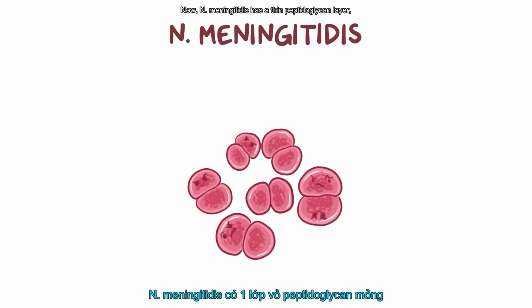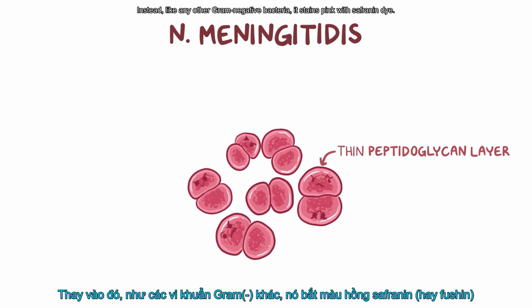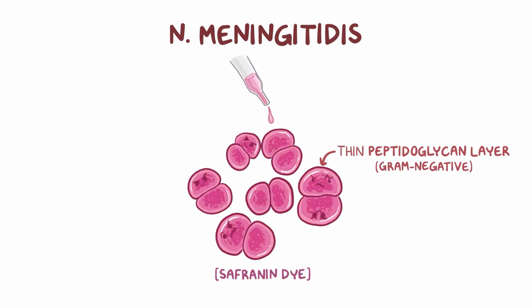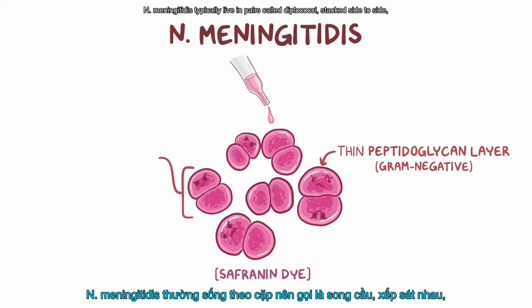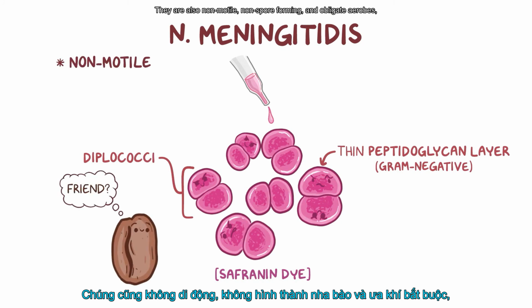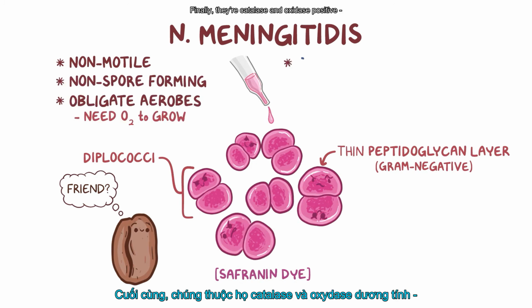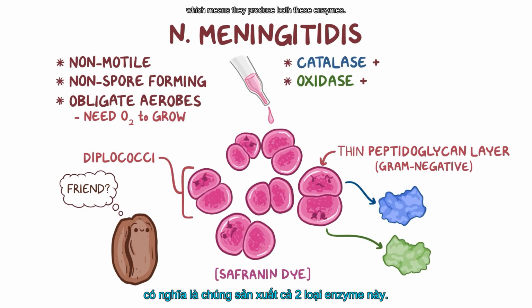Now, N. meningitidis has a thin peptidoglycan layer, so it doesn't retain the crystal violet dye during gram staining. Instead, like any other gram-negative bacteria, it stains pink with safranin dye. N. meningitidis typically live in pairs called diplococci, stacked side to side so the pair looks kind of like a coffee bean. They're also non-motile, non-spore-forming, and obligate aerobes, which means they absolutely need oxygen to grow. Finally, they're catalase and oxidase positive, which means they produce both these enzymes.